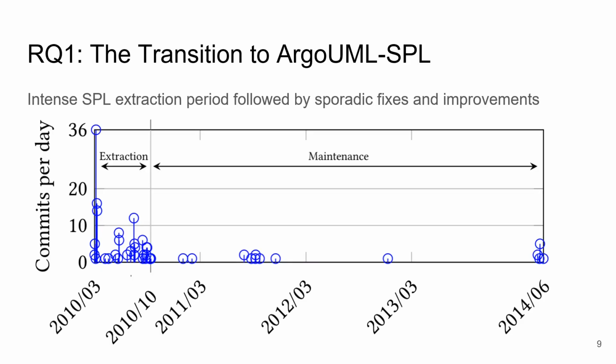Let's start then with the first one. We collected information from the version control system to understand the transition. This figure shows the change in the repository where we observed that, from the first commit in 2010 to the last one in 2014, there were 2 periods: the SPL extraction itself with 135 revision commits, and the SPL maintenance with only 21 sporadic commits.